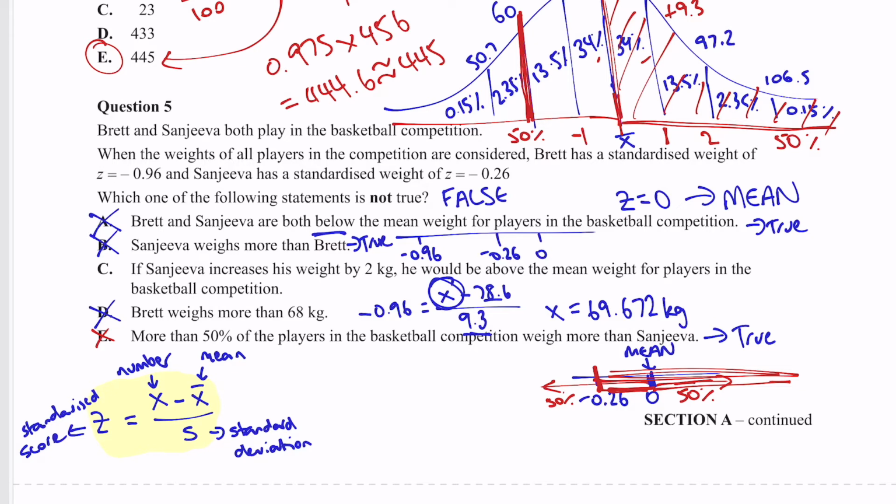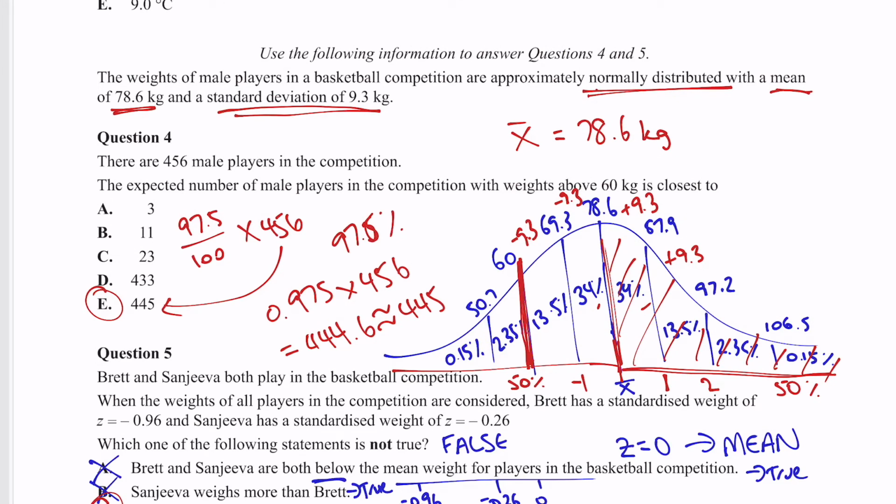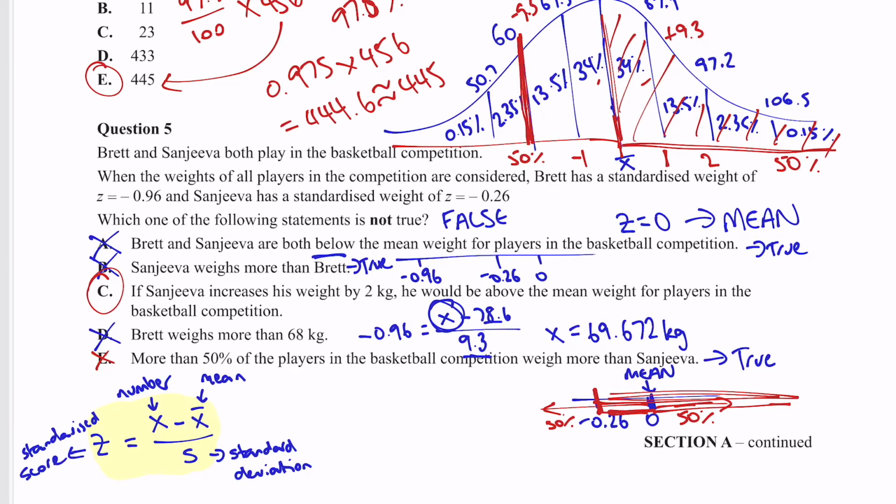And then there's only one option left, which is C. So that's the answer. To calculate it: if Sanjeeva increases his weight by 2 kilograms, he would be above the mean weight for players in the basketball competition. So to calculate this, you want to find the Z score here of Sanjeeva, like what we've done for Brett, and add 2 kilograms onto it. And if it's above 78.6 kilograms, that means that's true. However, this isn't correct if we were to calculate it, but because I know that there's 4 things that are definitely wrong, C must be the answer.